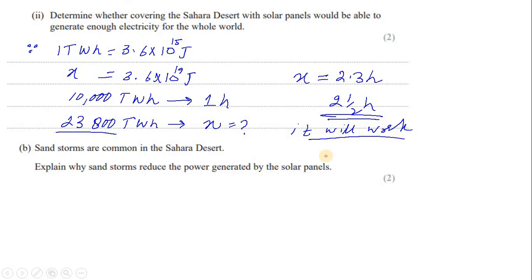Sandstorms are common in Sahara Desert. Explain why sandstorm reduces the power generated by solar panel. Of course, due to sandstorm, there will be a lot of sand over the panel. It will cover the panel. So light intensity will decrease. So intensity decreases, so less number of electrons emitted. Current decreases. Of course, efficiency also decreases.